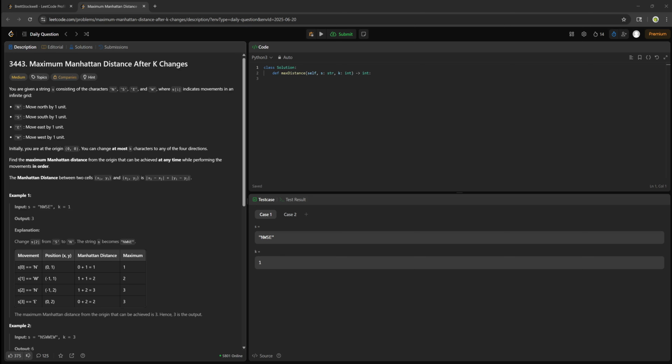Find the maximum Manhattan distance from the origin that can be achieved at any time while performing the movements in order. The Manhattan distance between 2 cells, the first cell with x coordinate xi and y coordinate yi, and x coordinate xj and y coordinate yj, is xi minus xj plus yi minus yj. Okay.